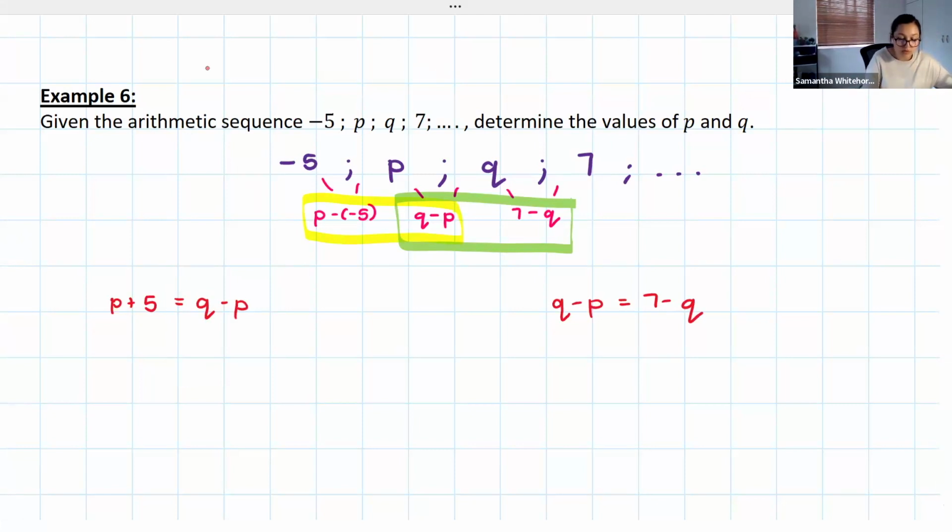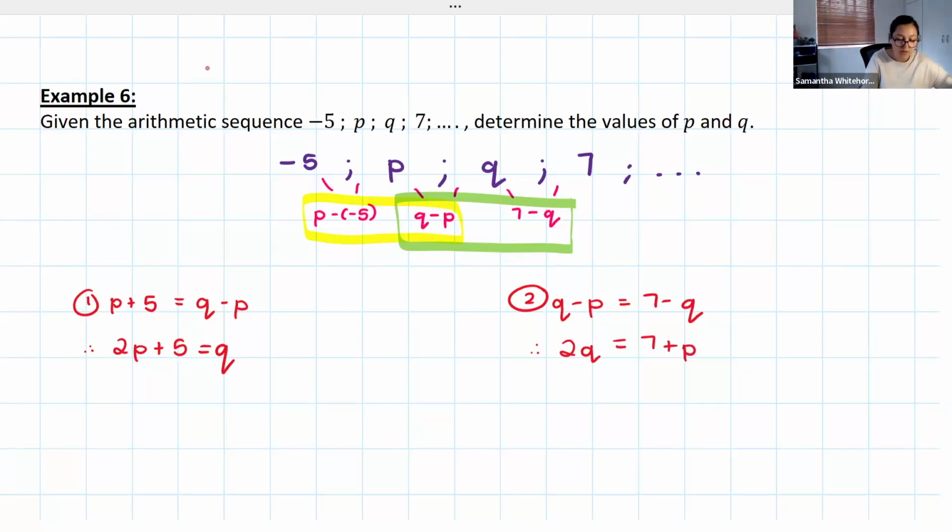And now we can solve simultaneously. It doesn't really matter where you choose to go. I'm going to start sorting out equation 1 first. So I'm going to bring the P over, leaving me with 2P plus 5 is equal to Q. All right. And then if I go over to equation 2, I am going to essentially do the same thing. So I'm going to bring that negative Q over: 2Q is equal to 7 plus P, or P plus 7. It's up to you.